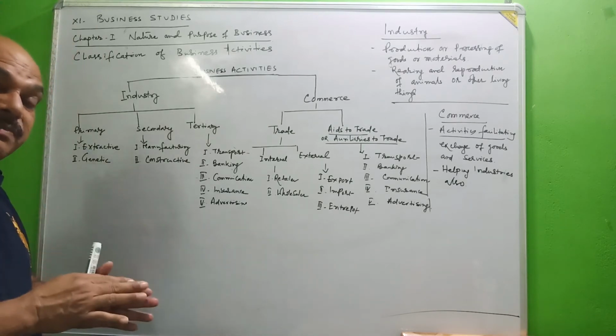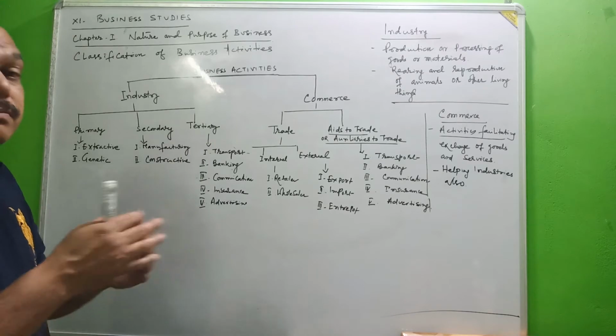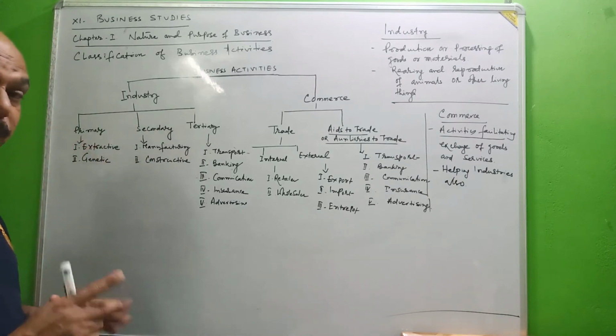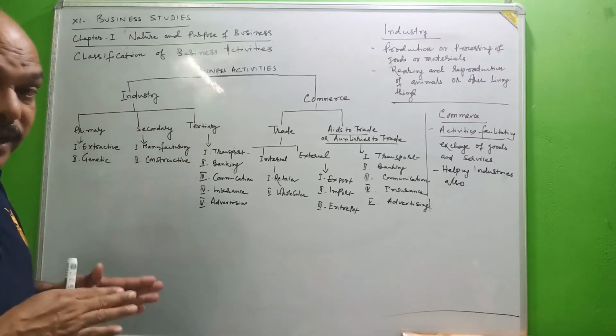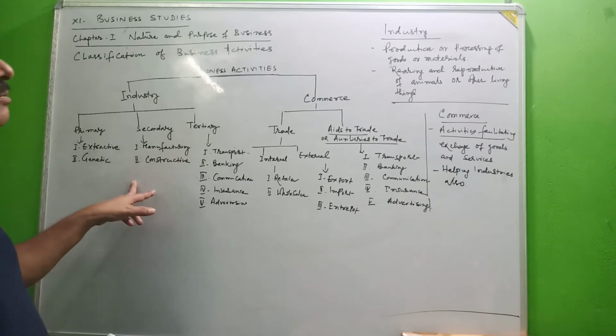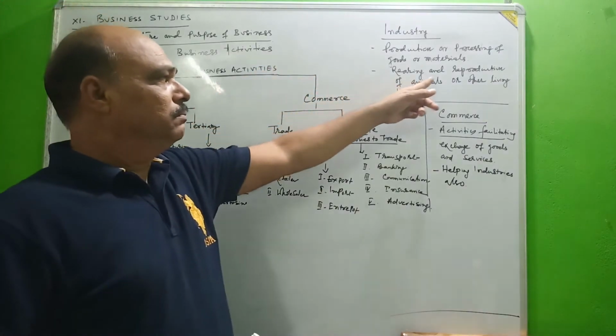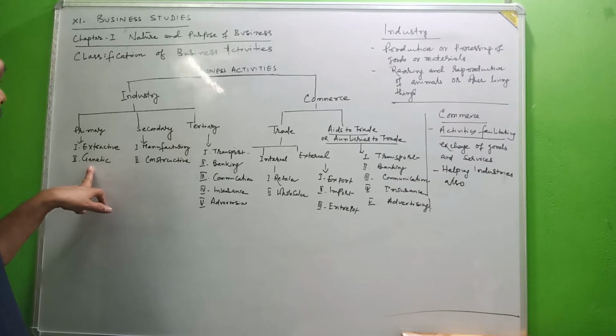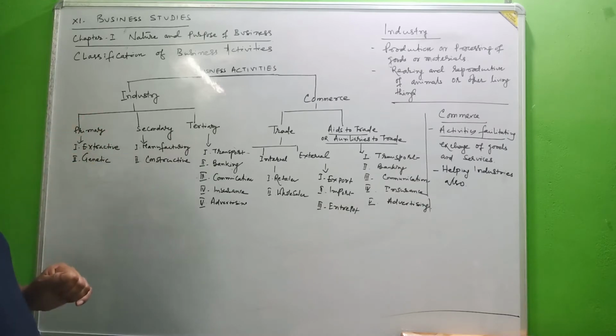Fishing also comes under extractive. When you are extracting fish from oceans, that comes under extractive. But when you are rearing fish in ponds, that comes under reproducing industries, or you can say genetic. So when you are rearing animals, that is a genetic industry.